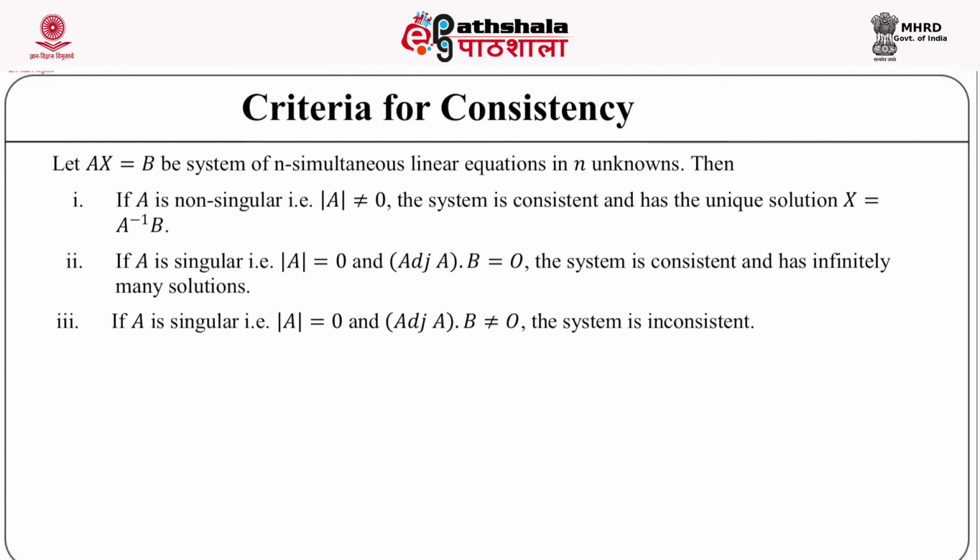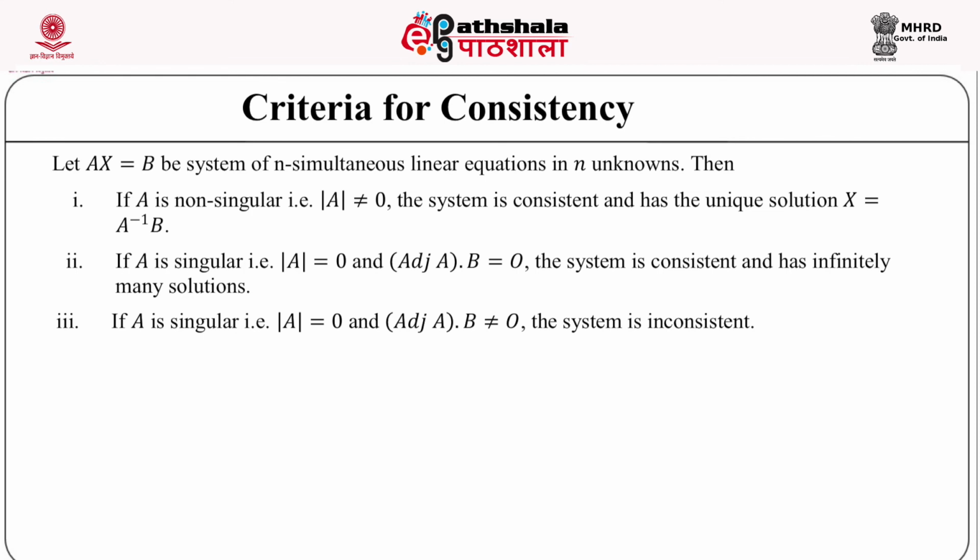Now, if A is singular, that is determinant of A is 0, and also adjoint of A into B is also 0, B being the right hand side matrix, then the system is consistent and has infinitely many solutions. If A is singular but adjoint of A into B is non-zero, then the system is inconsistent. That means the system will not have any solution.